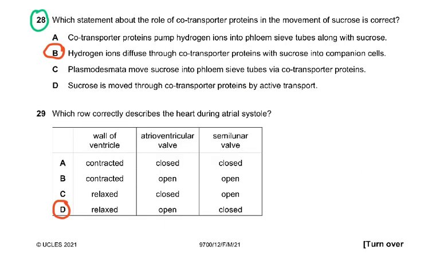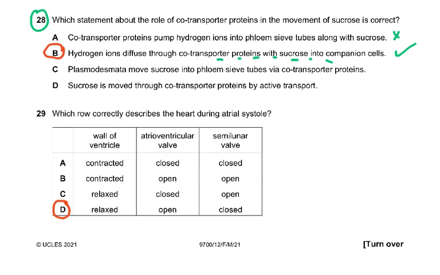28. Which statement about the role of co-transporter proteins in the movement of sucrose is correct? Co-transporter proteins pump hydrogen ions into phloem sieve tubes along with sucrose. Hydrogen ions are pumped out of the companion cells. Hydrogen ions diffuse through co-transporter proteins with sucrose into the companion cell. This was correct. Plasmodesmata moves sucrose.